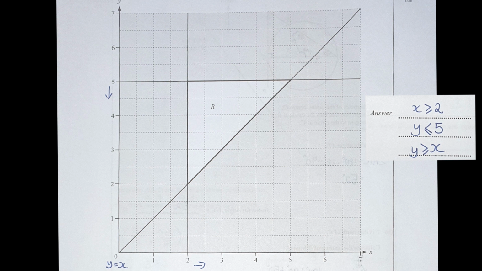Question 14, identifying the inequalities. So as usual, do the horizontal and vertical lines first. So two lines, that's 3 marks: x is more than or equal to 2, y is less than or equal to 5, and the other one is actually y is more than or equal to x.